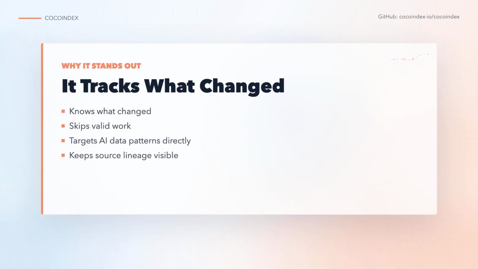Compared with a simple script, the advantage is state. A script can read a folder and push embeddings. CocoIndex keeps enough state to know what changed and what is still valid. Compared with a generic orchestration tool, the advantage is the AI data model. The repo talks directly about embeddings, retrieval, graph memory, source lineage, and agent context. That makes the abstraction closer to the problem. It can also be easier to reason about than stitching together one script per data source.